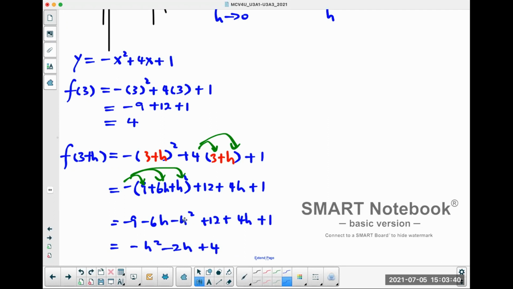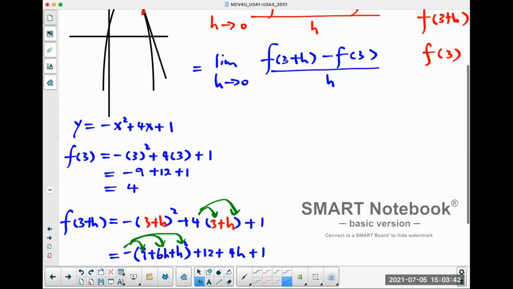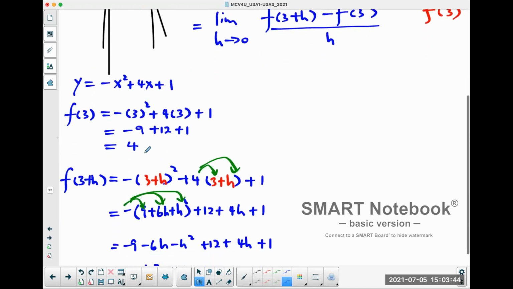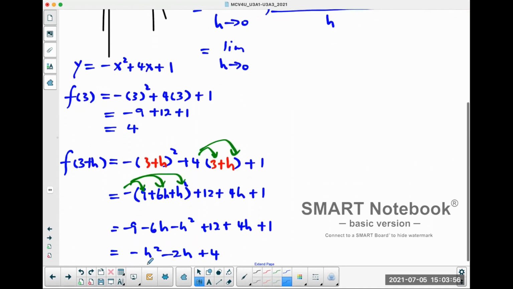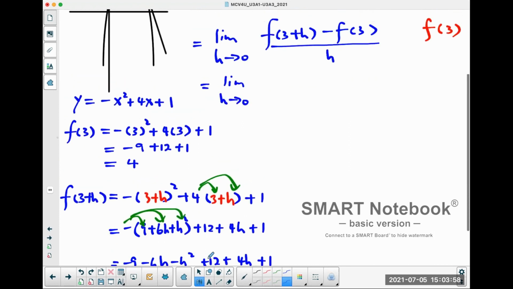Now, you put this in for f at 3 plus h. You put that in for f at 3, and you can solve for the slope of the tangent. Okay, negative h squared minus 2h plus 4.